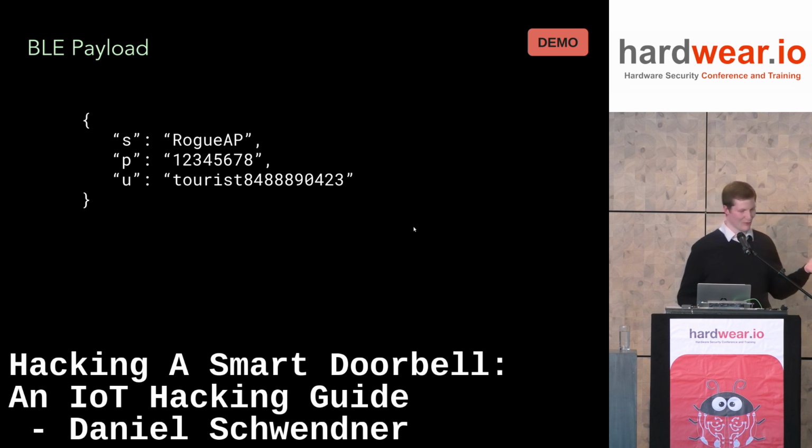Now if we combine all of those, we have this JSON. The S stands for the SSID, in this case rogue AP. The P is the password 1234567 and the U is the username. In this case, I did not log in to the application, so it just assigns you automatically one, which is called tourist, and then some random ID.